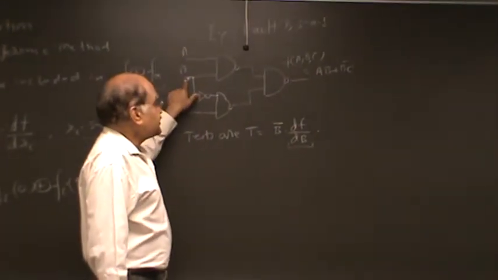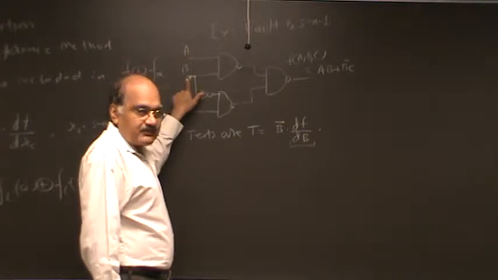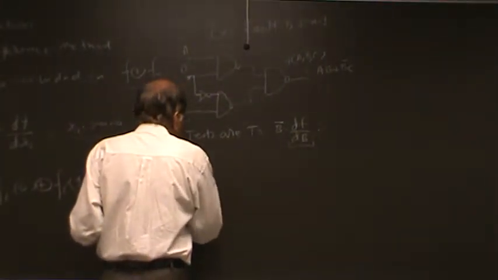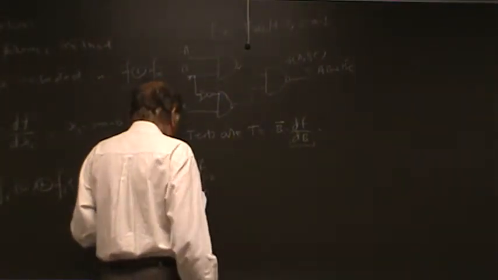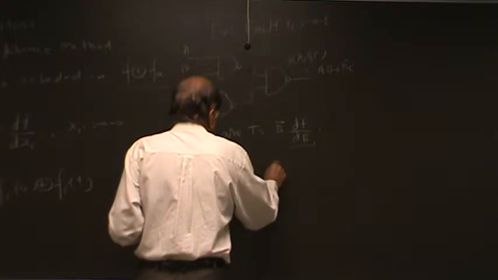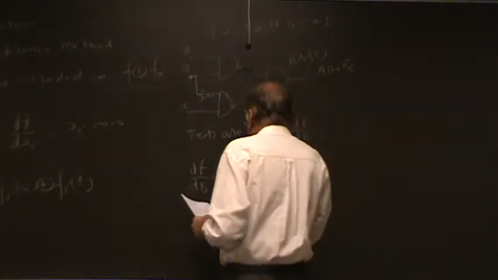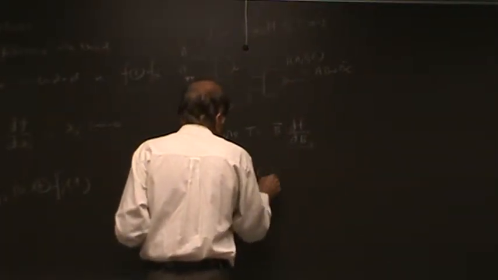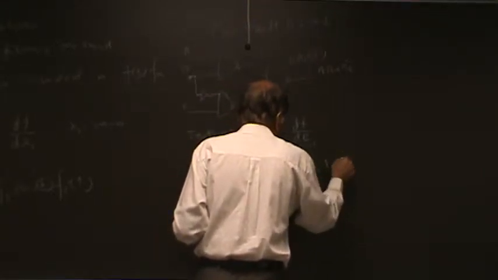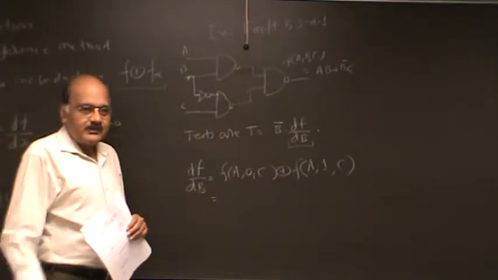So notice that since this is stuck at 1, obviously you want to apply a 0 there to possibly test for that fault. Okay, so let's try to find dF by dB. And here is the value of the function with b set to 0. Why don't I do that in 2 steps? Okay. So according to the Boolean difference theorem.